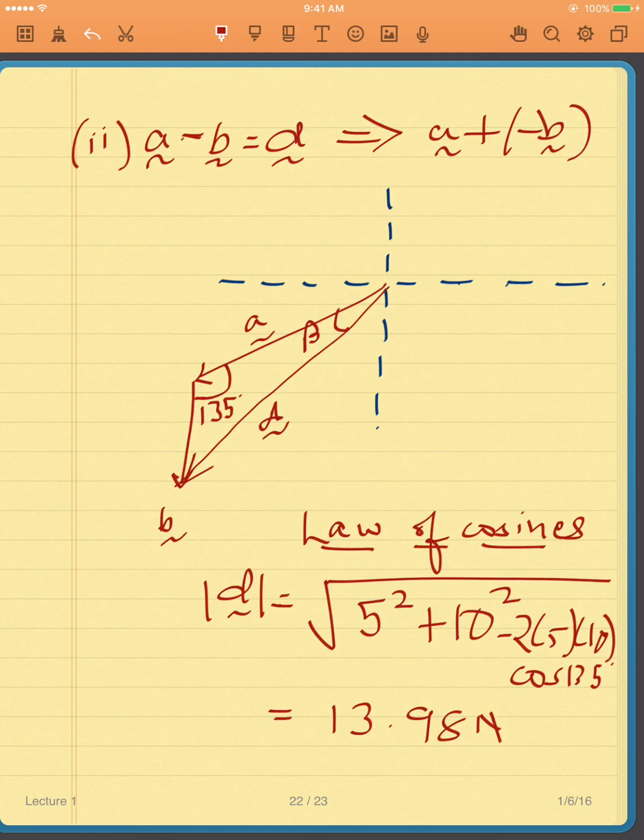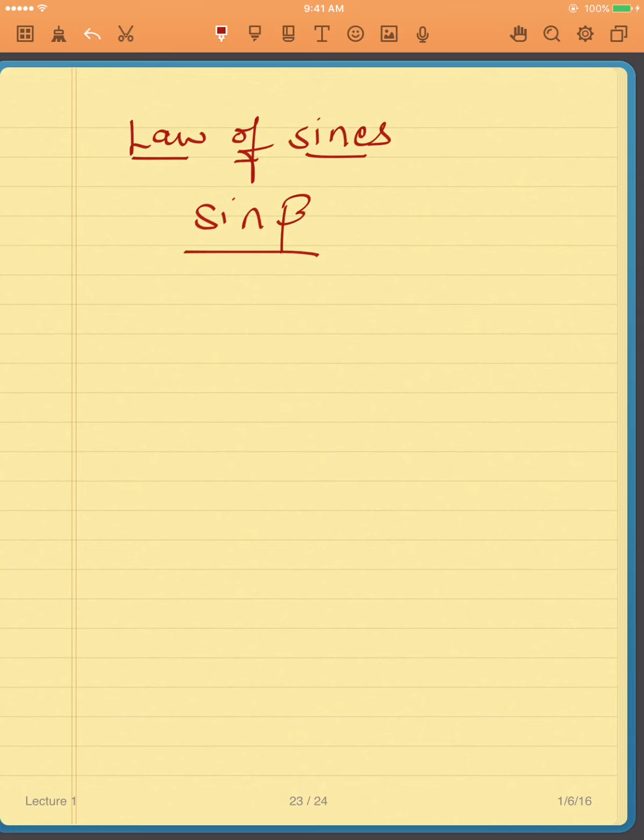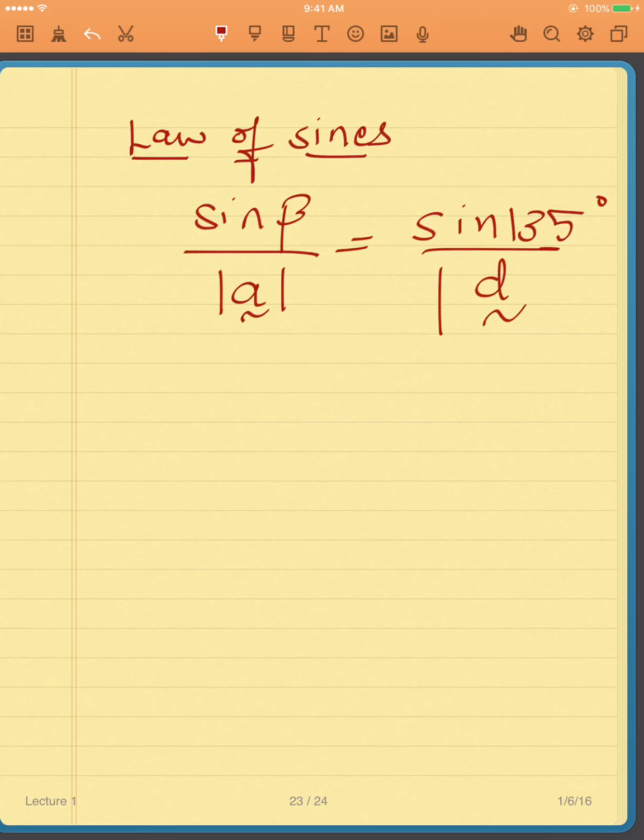So for this, we use something called the law of sines. Right, so this one is sine of beta, where beta is the angle between the vector D and the vector A, sine of beta over the magnitude of the vector A. Right, okay, let's rewrite that clearly. The magnitude of the vector A is equal to sine of 135 degrees over the magnitude of the vector D.